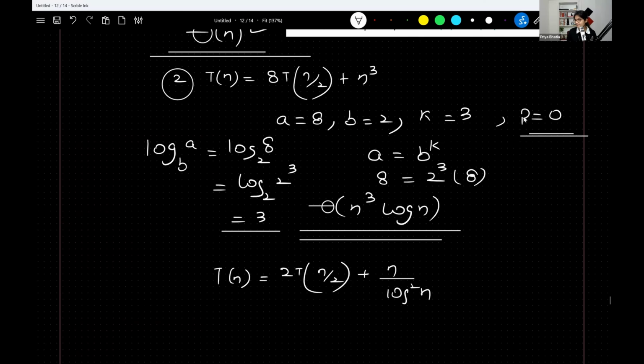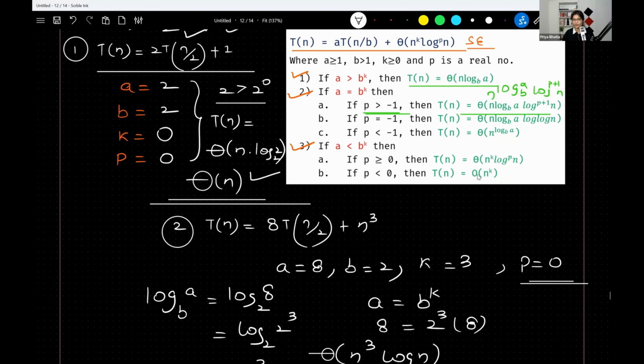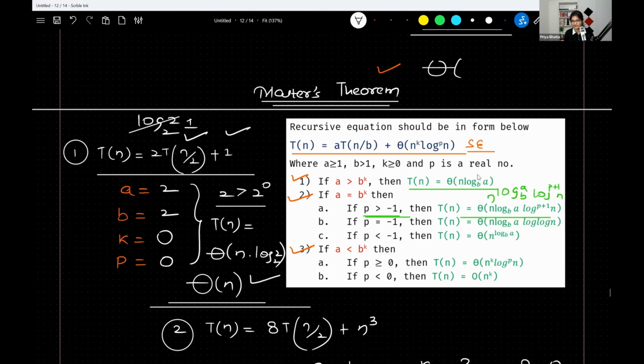T of N equals 8T of N by 2 plus N cube. What is the value of K and P in the standard equation? In the standard equation, usually they have mentioned it in this form: N to the power K, log to the power P. Let's say you have this kind of equation. In this case, your value of K will become 2, and your value of P also becomes 2, right? When it is a constant, it means both K and P are 0, because anything to the power of 0 is 1.